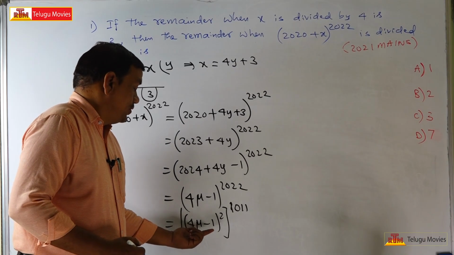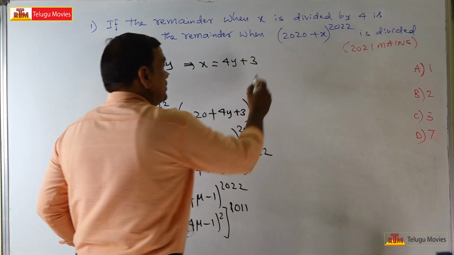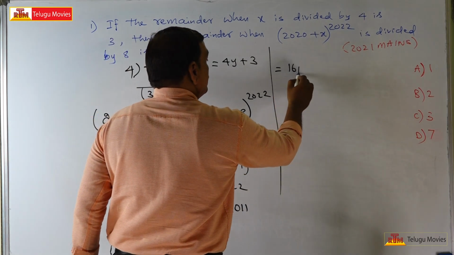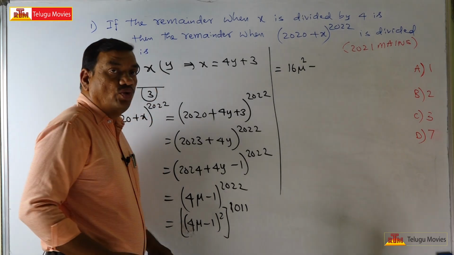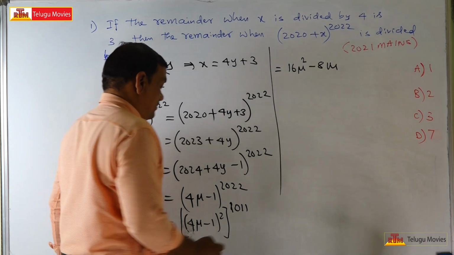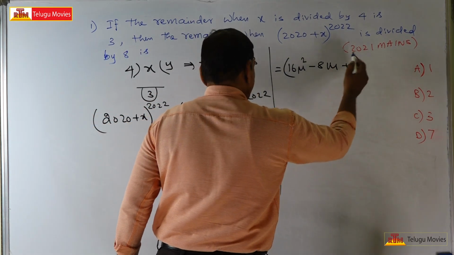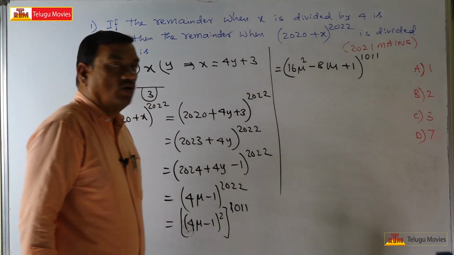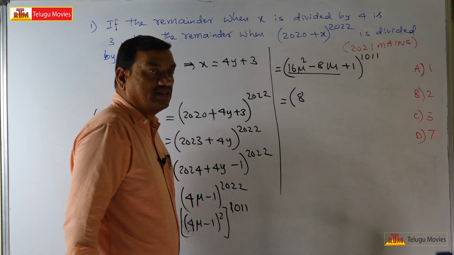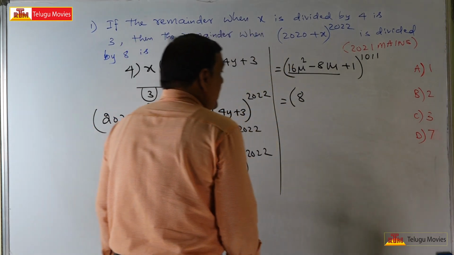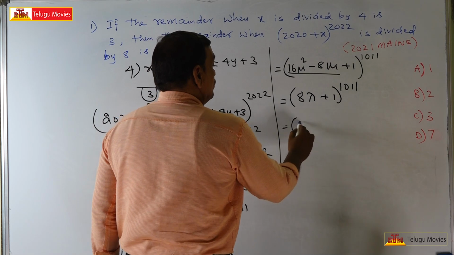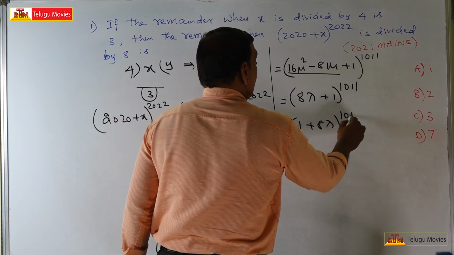Okay, now you expand (a minus b) whole square. So this is equal to 4 mu whole square, that is equal to 16 mu square minus 2ab, that is equal to 8 mu plus 1 whole to the power of 1011. Okay, now from this can I take 8 common outside? Yes, we want 8 only. 8 into some lambda plus 1 whole to the power of 1011. So that is equal to (1 plus 8 lambda) whole to the power of 1011.